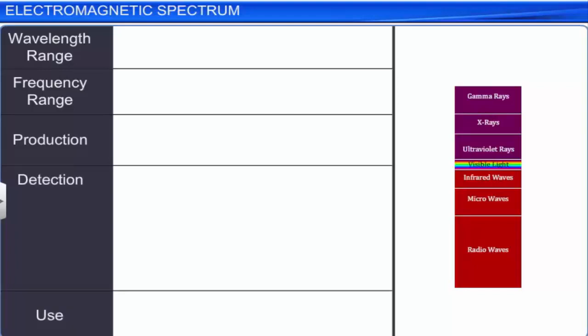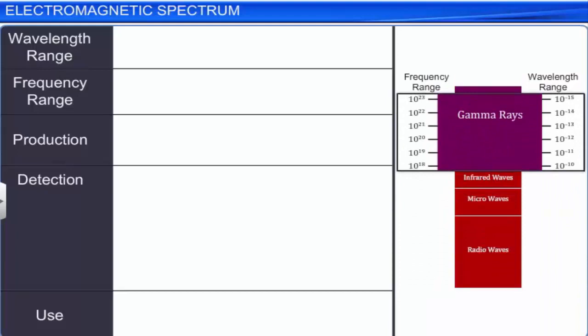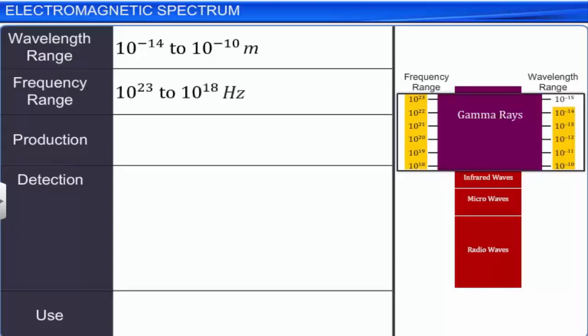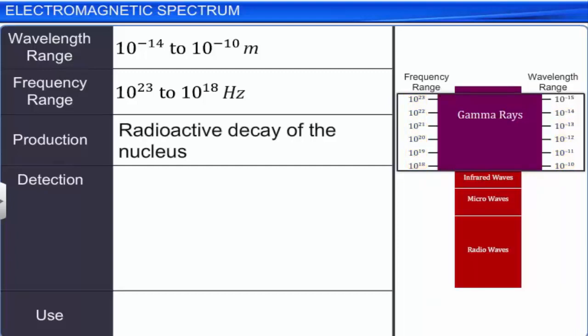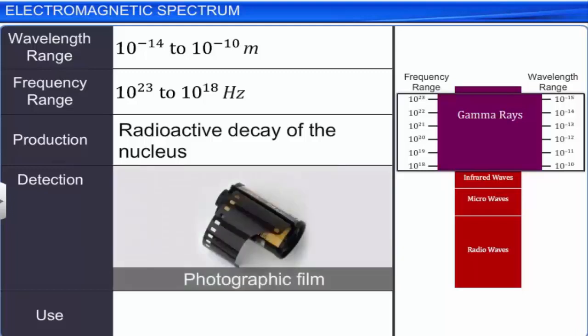First, we shall start with gamma rays, which have the minimum wavelength. In the electromagnetic spectrum, gamma rays have wavelength in the range of 10 power minus 14 meter to 10 power minus 10 meter. Frequency range of gamma rays is from 10 power 23 hertz to 10 power 18 hertz, which lies in the upper frequency range of the electromagnetic spectrum. Gamma rays are produced by the radioactive decay of the nucleus. They are detected by photographic films, Geiger tubes, and ionization chambers. They are used in medicine to kill cancer cells.